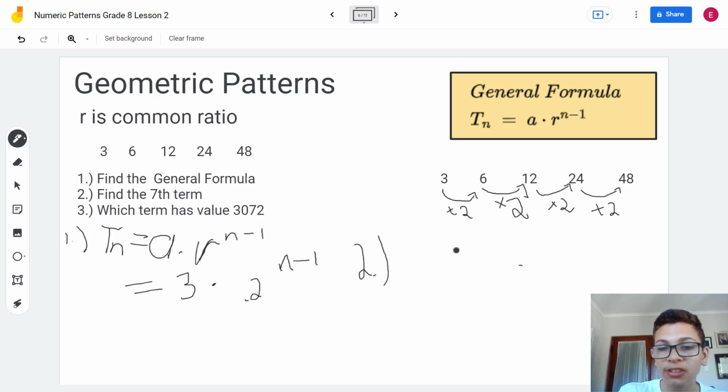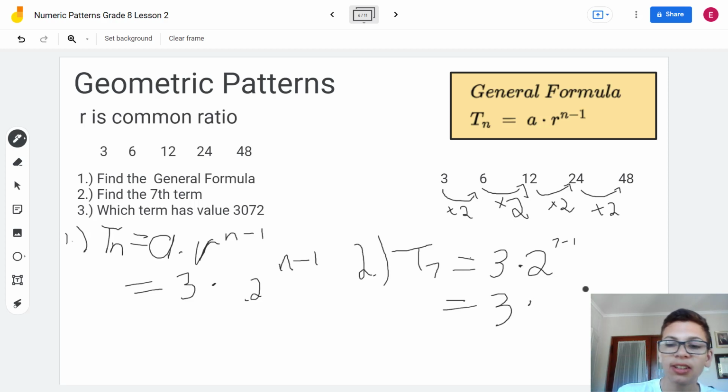So we get T7, because we're looking at the seventh term, equals 3 times 2 to the power of 7 minus 1. Okay, so it's n minus 1, so 7 minus 1, which equals 3 times 2 to the power 6. And 2 to the power 6 is 64. You can use a calculator or you can work it out yourself. And you should get the answer is 192. That's T7.